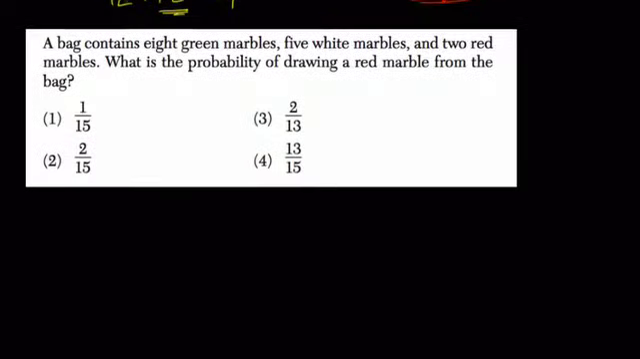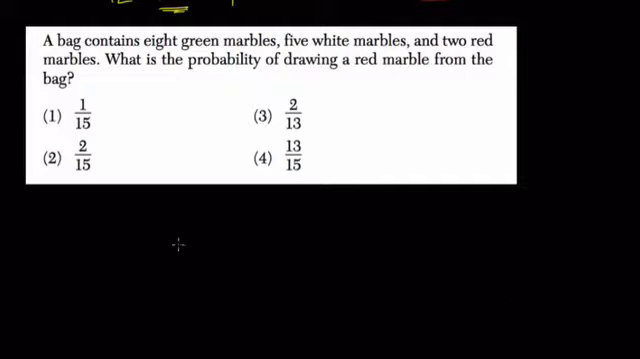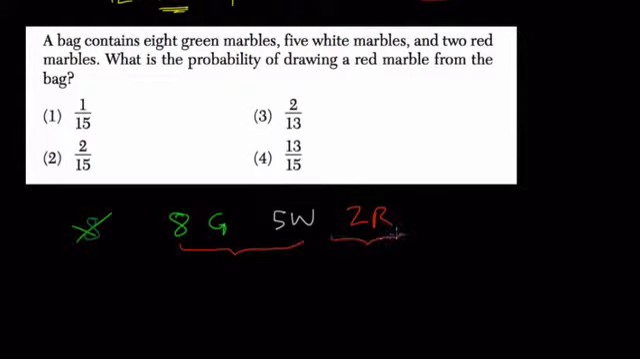Let's move on. A bag contains 8 green marbles, 5 white marbles, and 2 red marbles. Let me just try to color code here. 5 white and 2 red. What is the probability of drawing a red marble? Well, that's just one pick. So you say 8 plus 5 plus 2, right? That's 15. So it's 2 out of 15. Choice 2. There are 2 red marbles in the bag out of the 15 that we have.